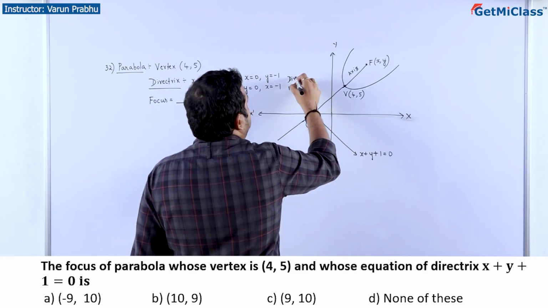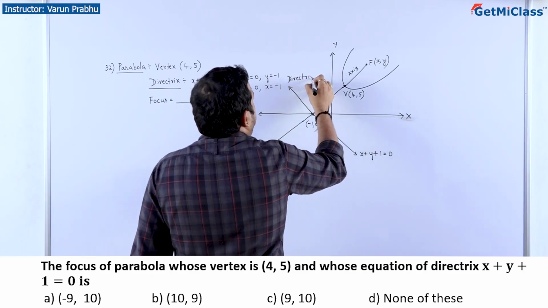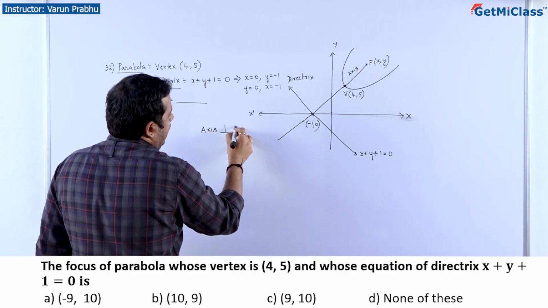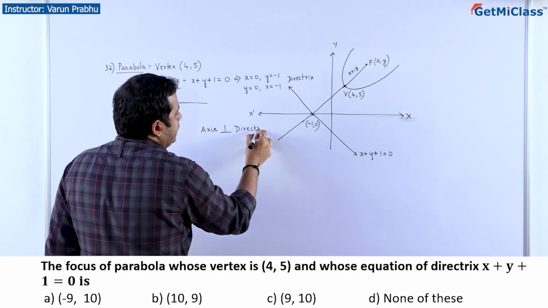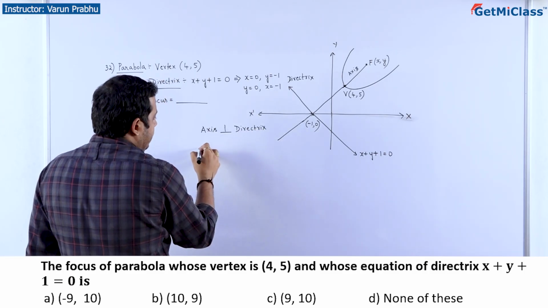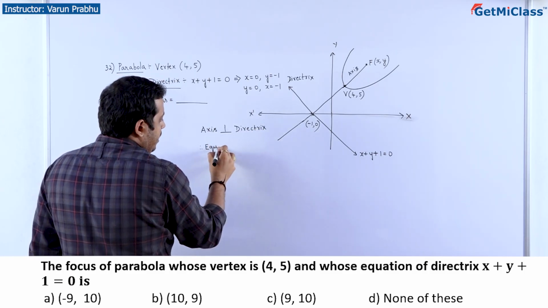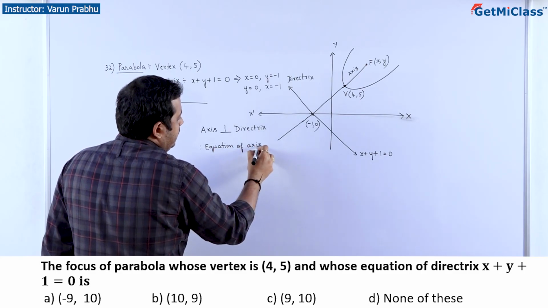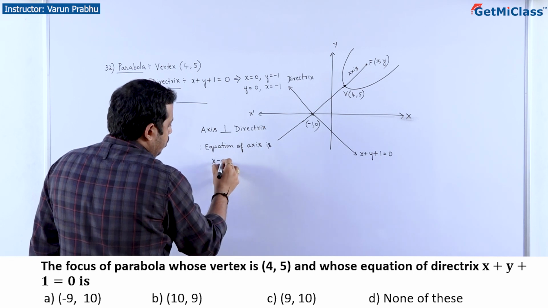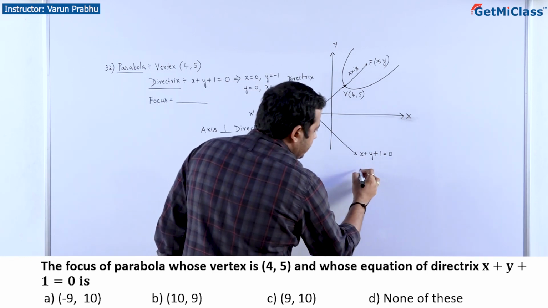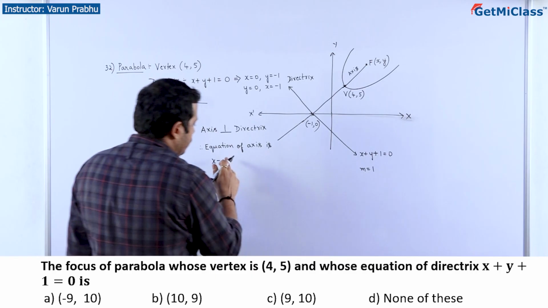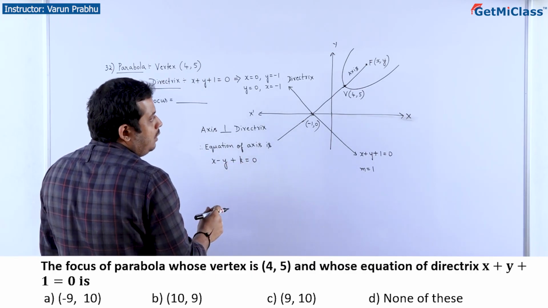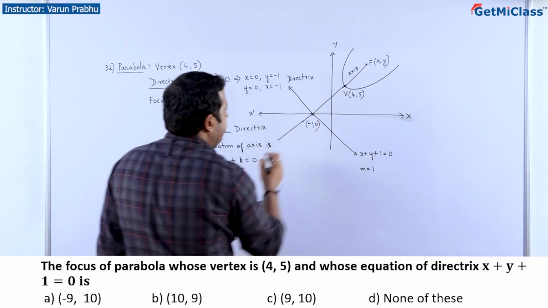This is the directrix. Now we know that the axis is perpendicular to the directrix. Therefore, what is the equation of the axis? The slope should be the opposite. What is the slope of this particular line? The slope of this line is 1, so the slope of the axis should be minus 1. So x minus y plus k equals 0 will be the equation of the axis.